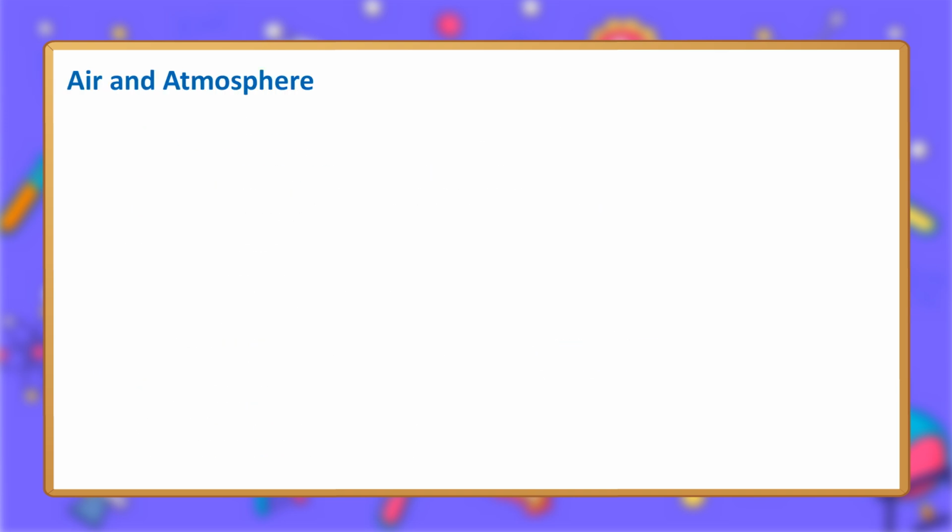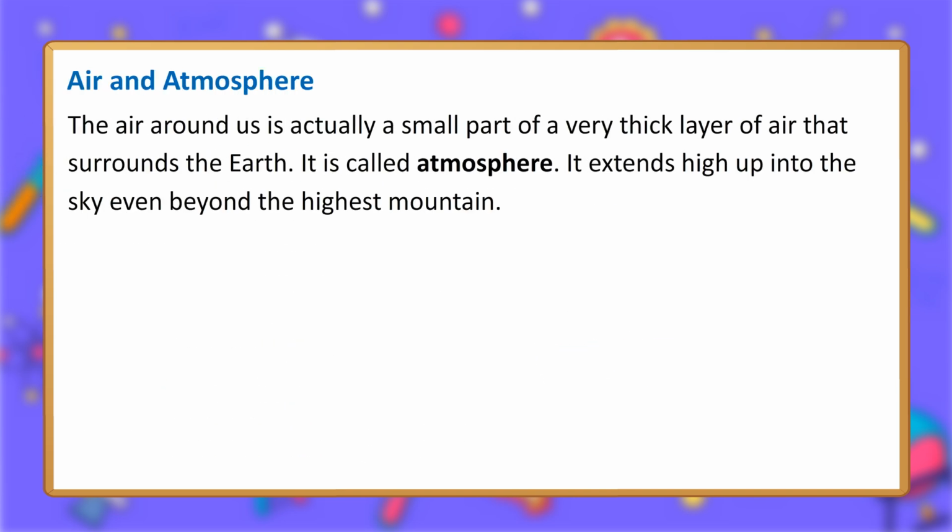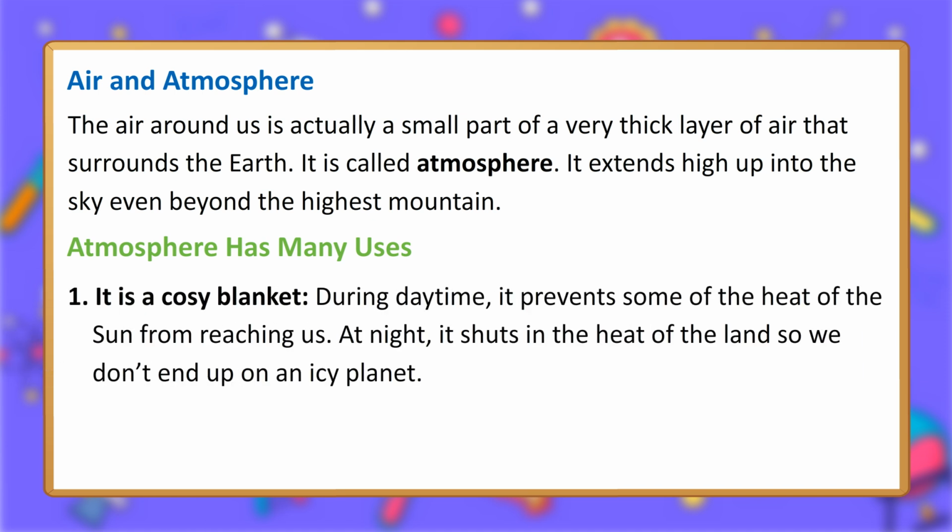Air and atmosphere. The air around us is actually a small part of a very thick layer of air that surrounds the Earth. It is called atmosphere. It extends high up into the sky, even beyond the highest mountain. Atmosphere has many uses.